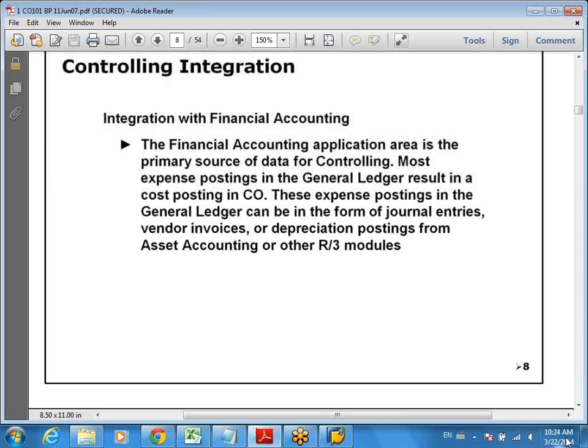So when you depreciate an asset, it makes a posting to CO. When you consume the inventory, you start making postings to CO. When you start paying interest on the loan that I got, it makes a posting to CO, because somebody has to take responsibility for that particular expense. It needs to go into some organization.